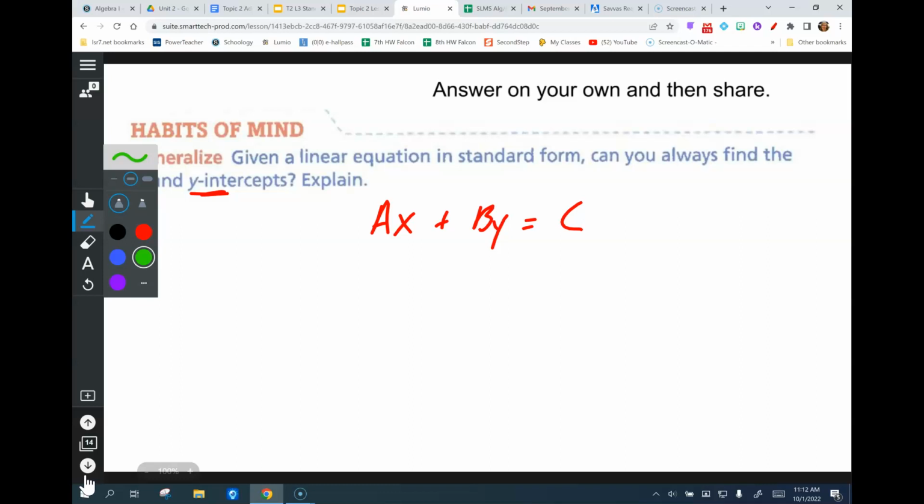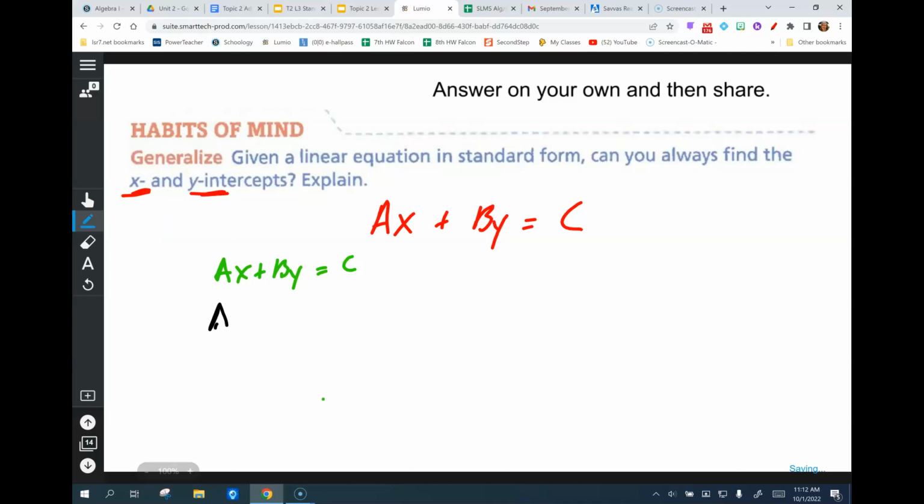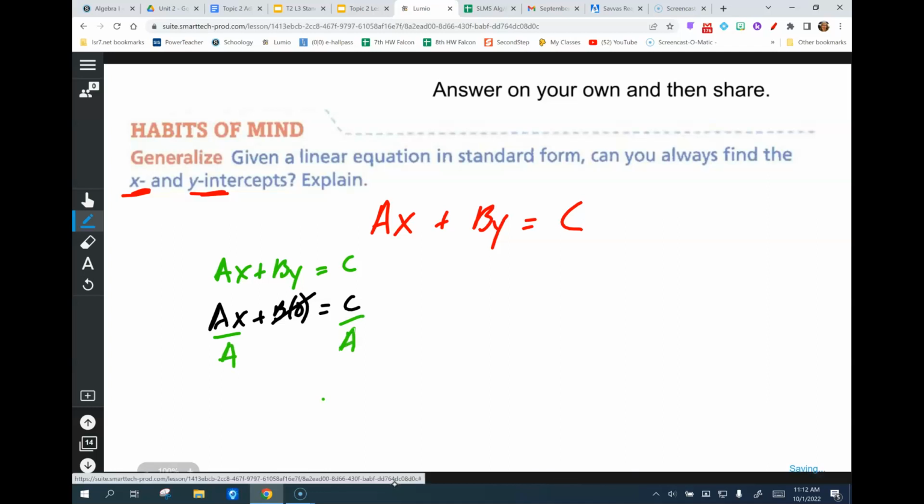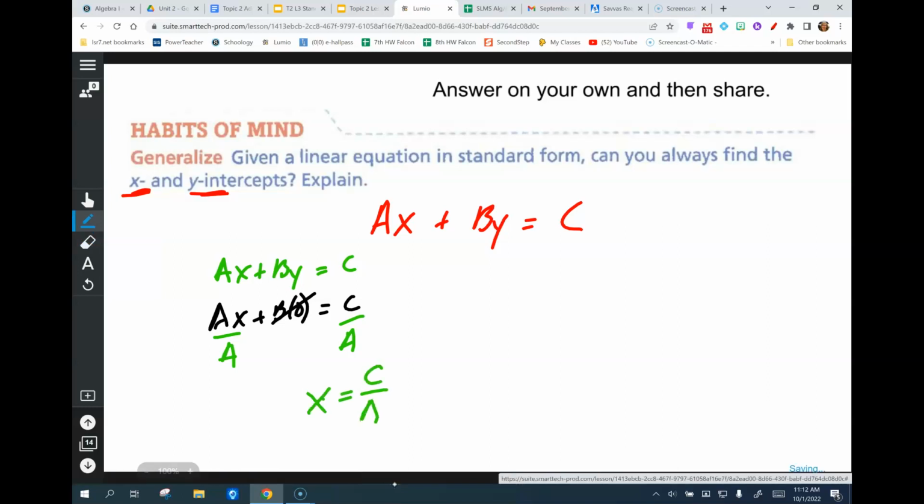If I want to find the x-intercept, so there's my standard form, I'm going to write it again. Well, if I plug in 0 for b, for y, see how that just drops out? And if I'm going to solve for x here, I'm going to divide through by an a. So I get that the x is equal to c over a. So that will always be true. So yes, you can always find an x and y intercept.